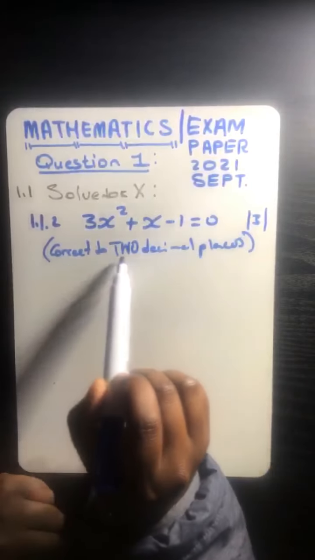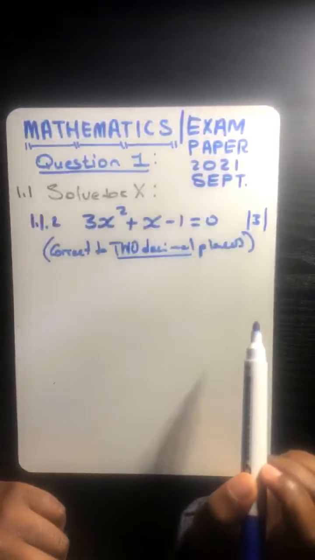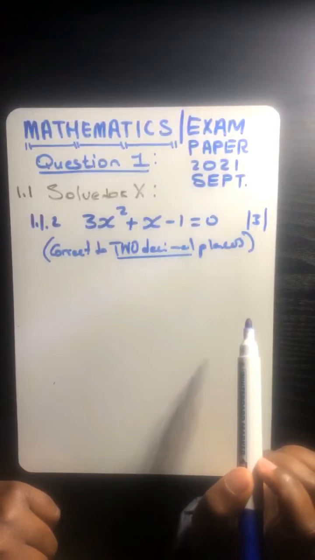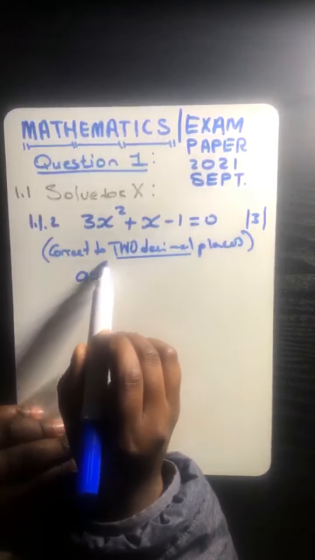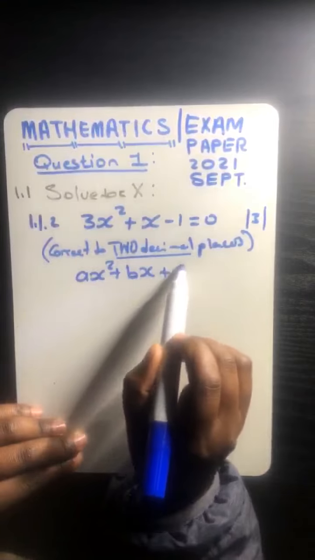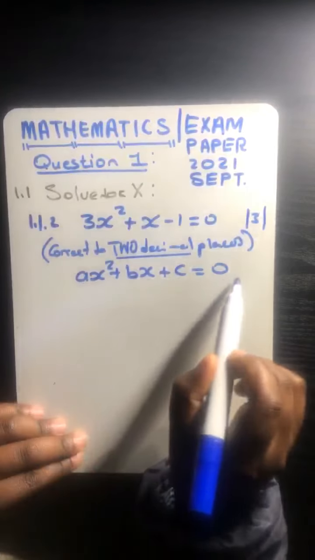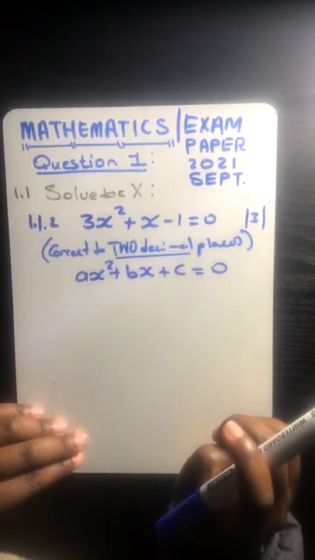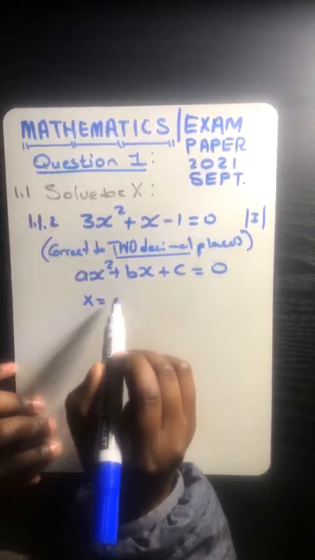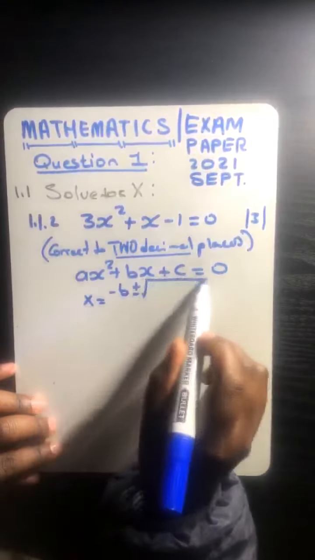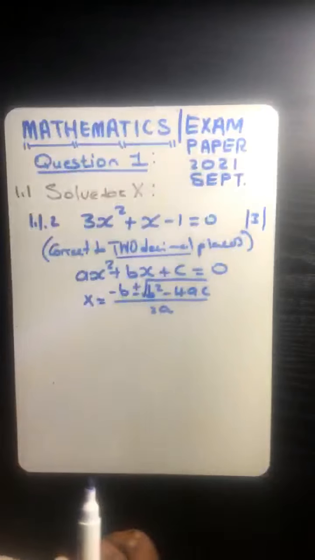Because they say correct to 2 decimal places, it means you cannot use your head to find the factors of that equation, but instead you need to use the quadratic formula. Some of you guys might not be aware that, having ax squared plus bx plus c equals 0, what they did was try to make x the subject of the formula. And guess what? When they make x the subject of the formula, this is what they get: x is equals to negative b plus or minus square root of b squared minus 4ac all over 2a.